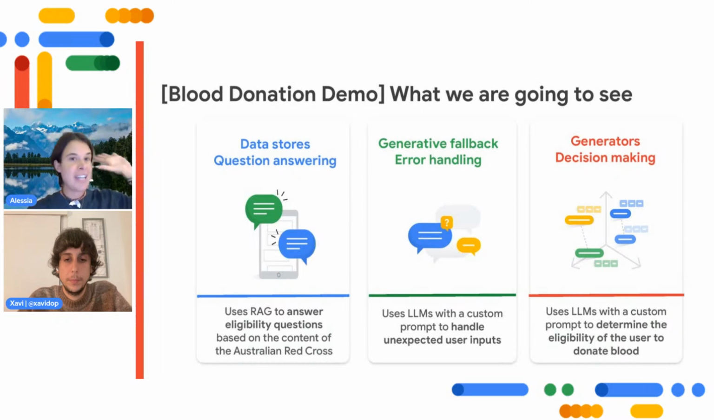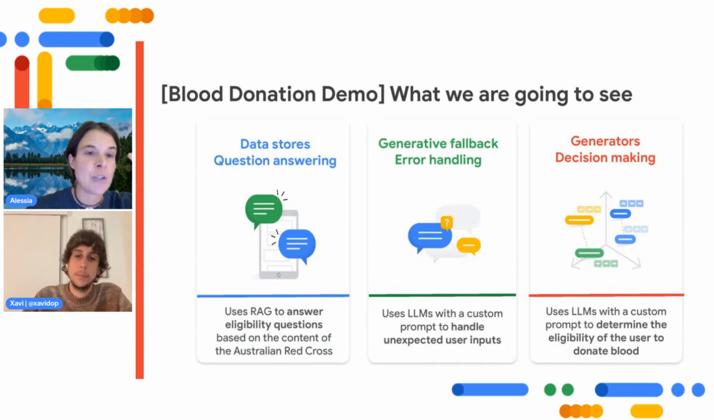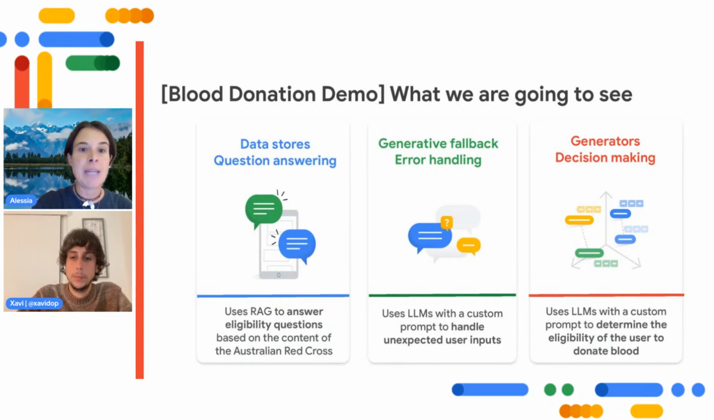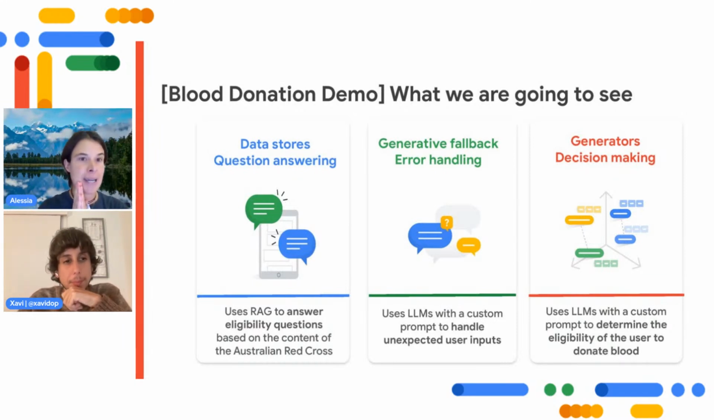So I just want to call out again what we are going to see in the demo. We are going to see data stores, which are great at question answering about blood eligibility questions. Then we're going to see generative fallback and how it manages error handling, increases intent coverage, and handles unexpected user inputs. And last but not least, a generator as a decision maker used to determine the eligibility of the user to donate blood.